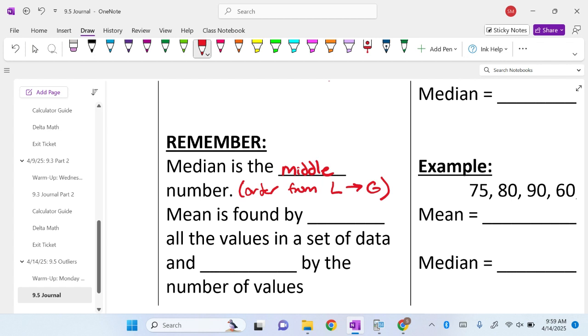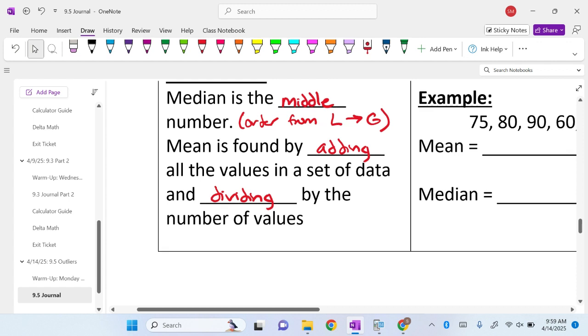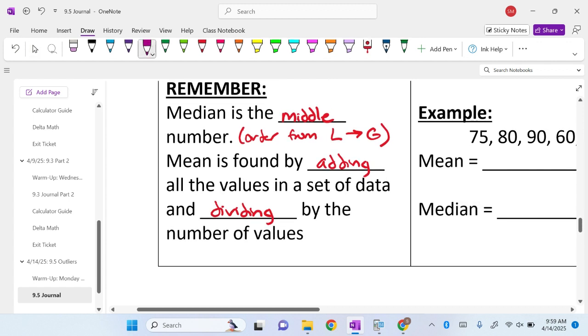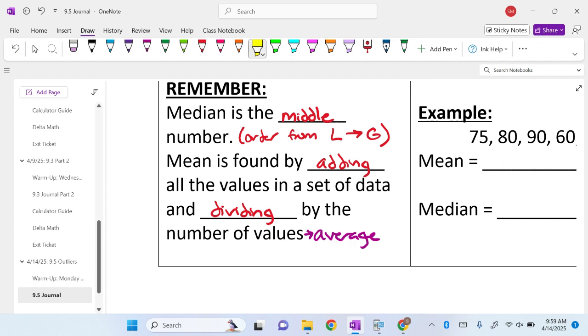Now, the mean is found by adding all the values in a set of data and dividing by the number of values. In other words, we're taking a what? What's another name for mean? Average. Good. So remember, mean and average will probably be interchanged a lot. When I say mean, I also mean average. They're synonyms. They're exactly the same thing.